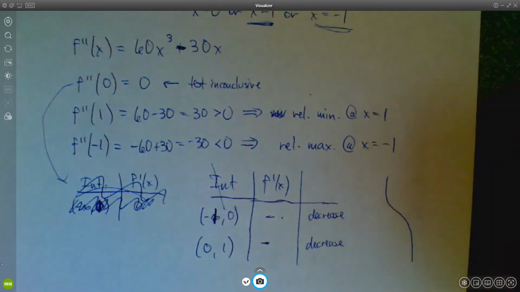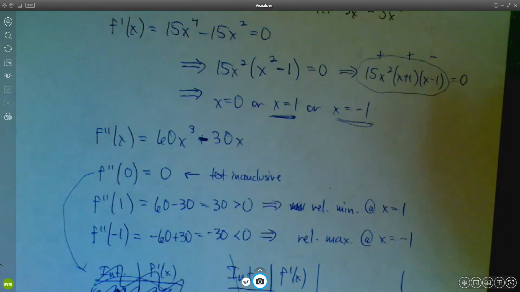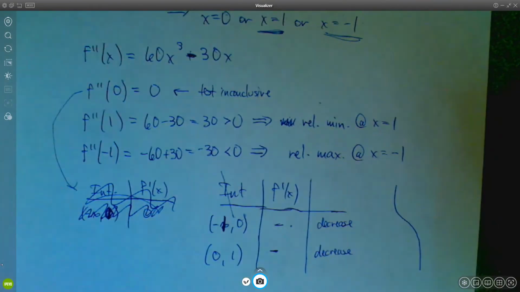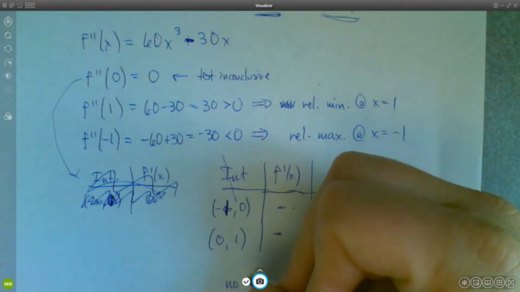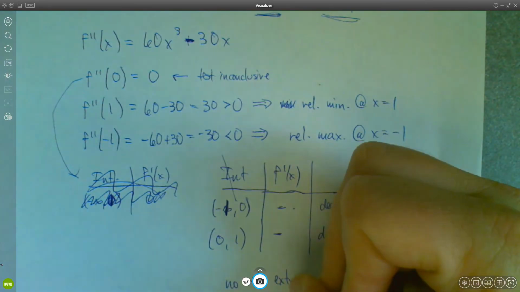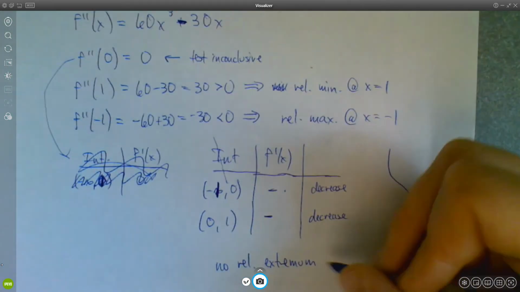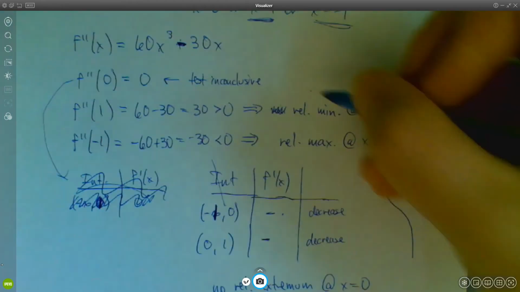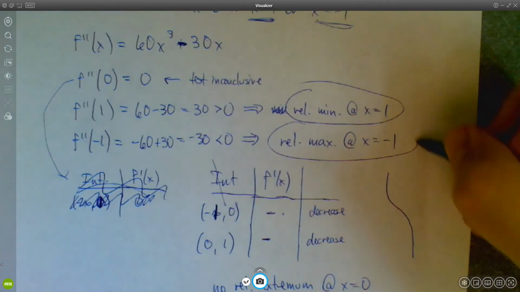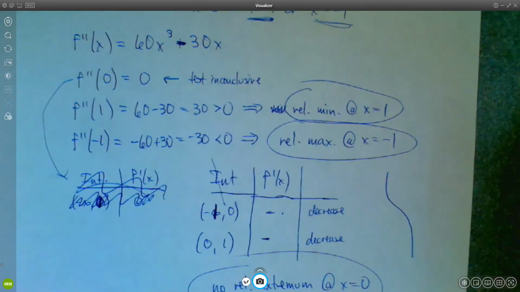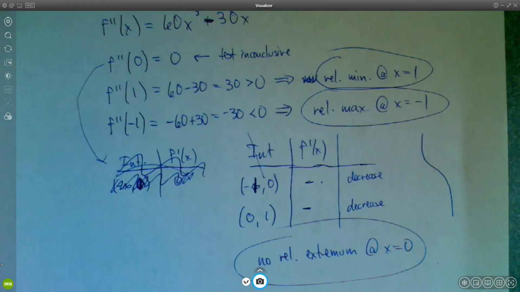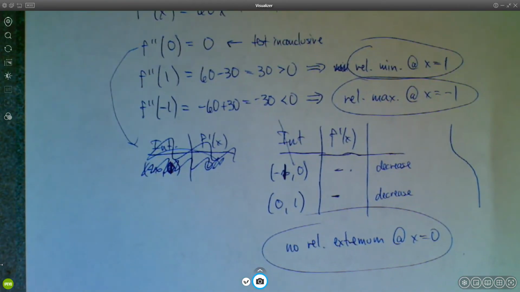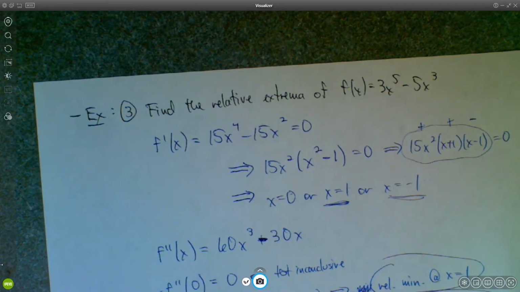Which means I don't have a relative extremum. So I would say no relative extremum at x equals 0. Okay, so I've got a relative minimum at x equals 1, a relative maximum at x equals -1, and no relative extremum at x equals 0. Goodness gracious. I don't know why that was so difficult for me at first, but there you go. So that was number 3.